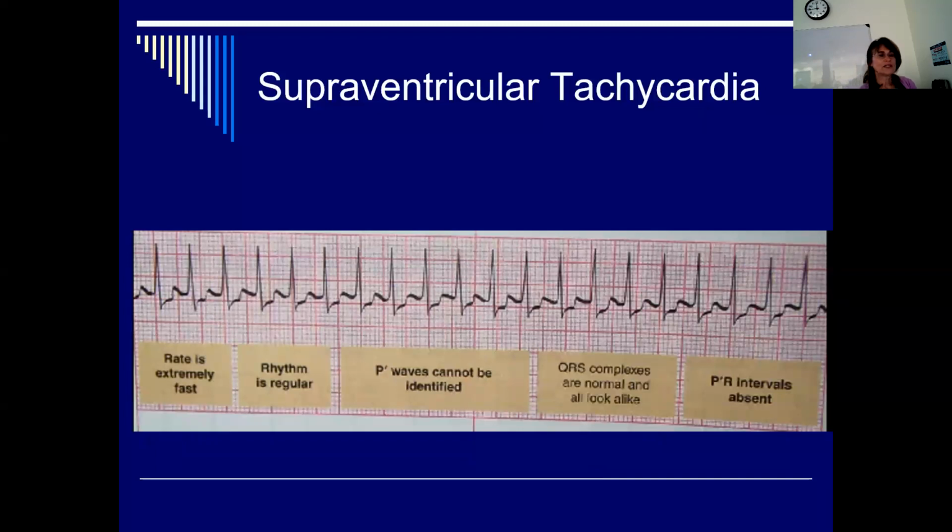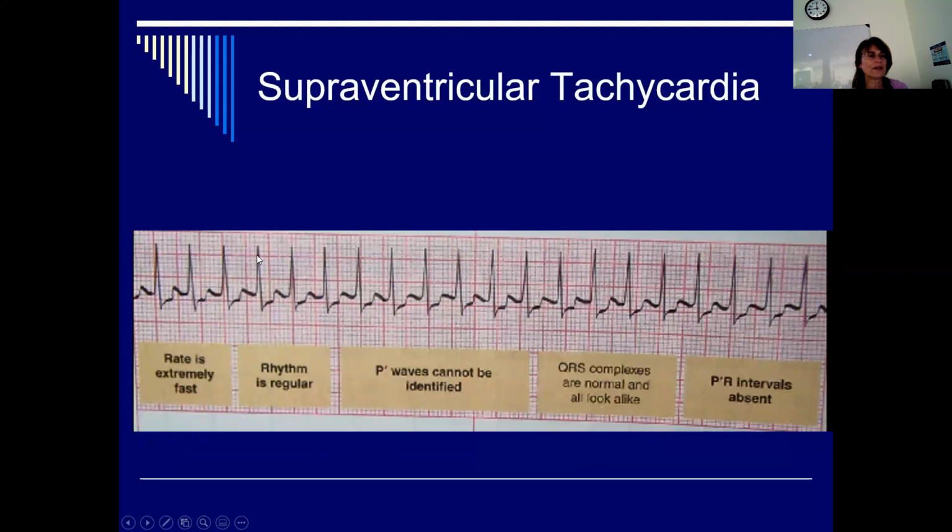Okay, so the rate is extremely fast, and this is where counting the number of boxes between the R waves can give you a quick reference. Where's one that falls right on the line? Here's one. So if the heart rate was here, it would be 300. If it was here, it would be 150. So the heart rate's between 150 and 300.